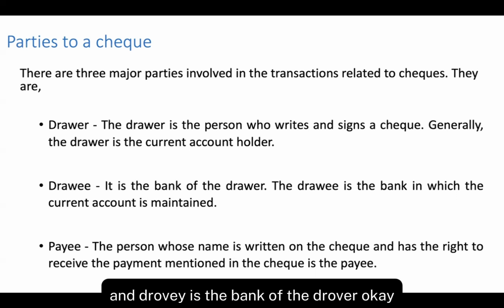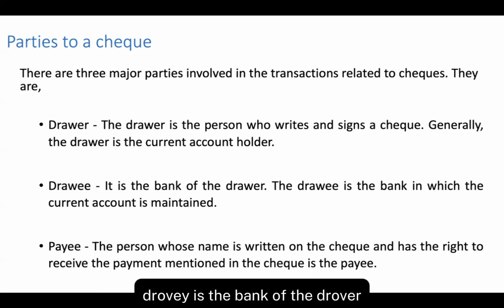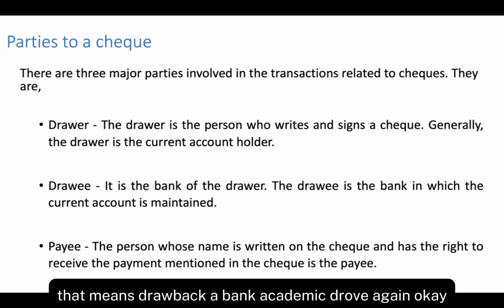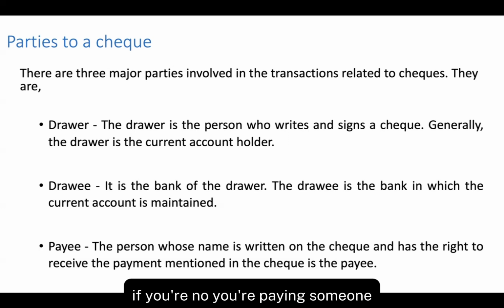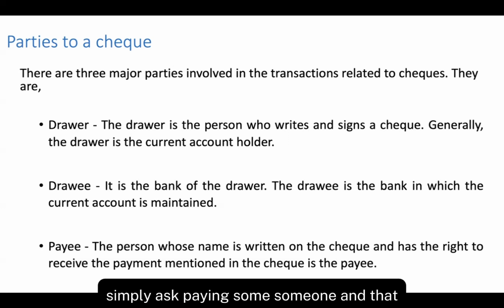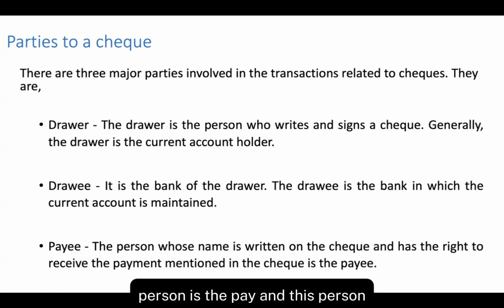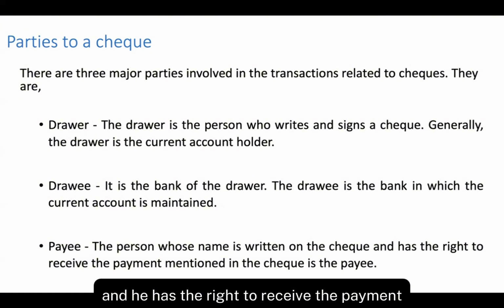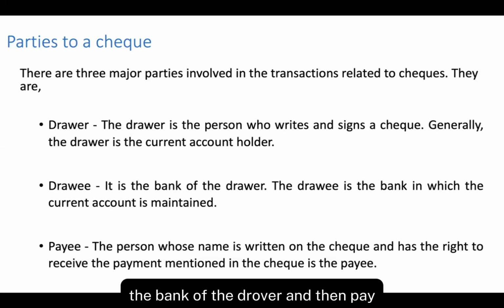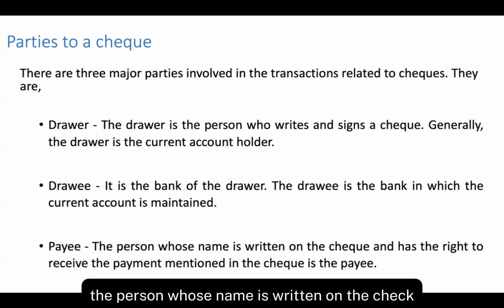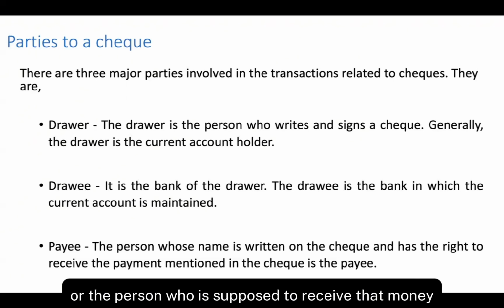And drawee is the bank of the drawer. Okay, drawee is the bank of the drawer. That means the drawer's bank is the drawee. And then you have the payee. If you are paying someone, that person is the payee. His name will be written on the check, and he has the right to receive the payment. So three parties: drawer who writes the check, drawee, the bank of the drawer, and payee, the person whose name is written on the check or the person who is supposed to receive that money.